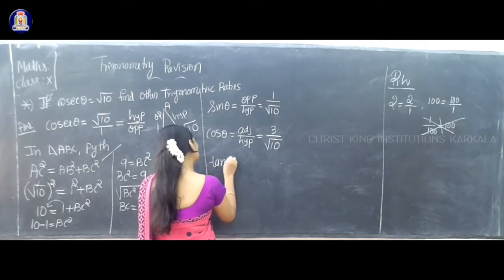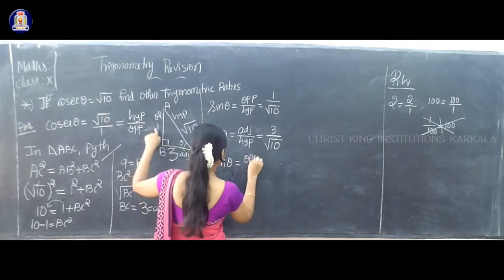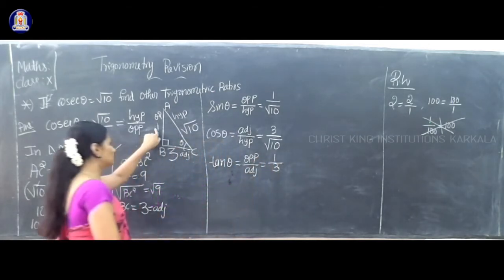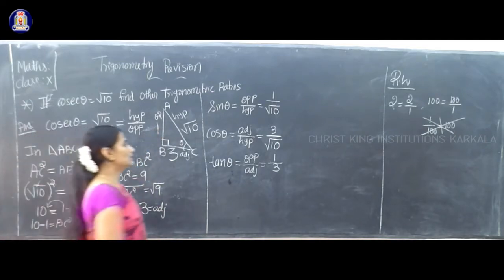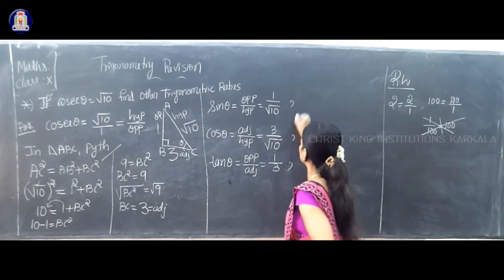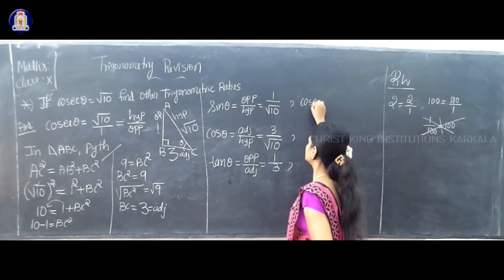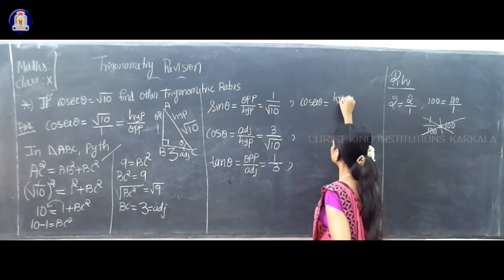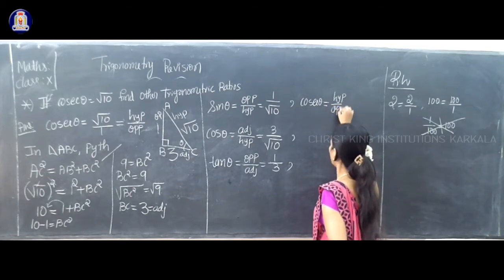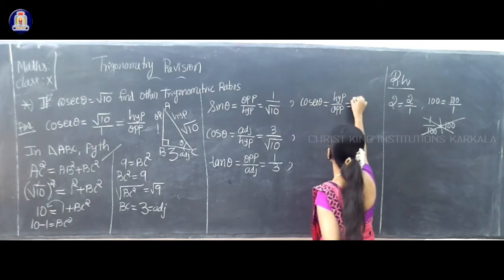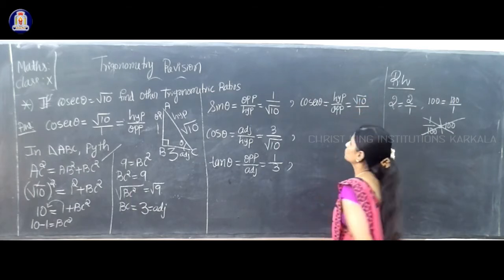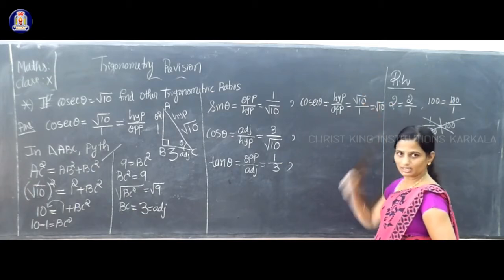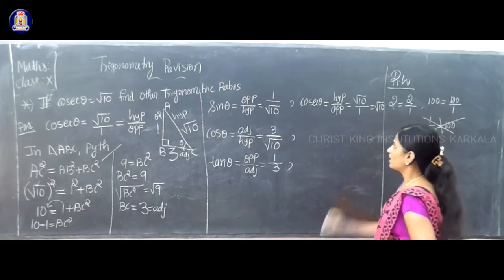Next is what? Tan theta. Tan theta definition is what? Opposite side divided by adjacent side. Opposite side is 1. Adjacent side is 3. Now next are the remaining 3 trigonometric ratios. Cosecant theta is given, but I am writing that cosecant theta is hypotenuse side divided by opposite side. So hypotenuse side is what? Square root of 10. Opposite side is what? 1. Square root of 10 divided by 1 is what? That is equal to square root of 10. Otherwise you can write square root of 10 divided by 1 or square root of 10.